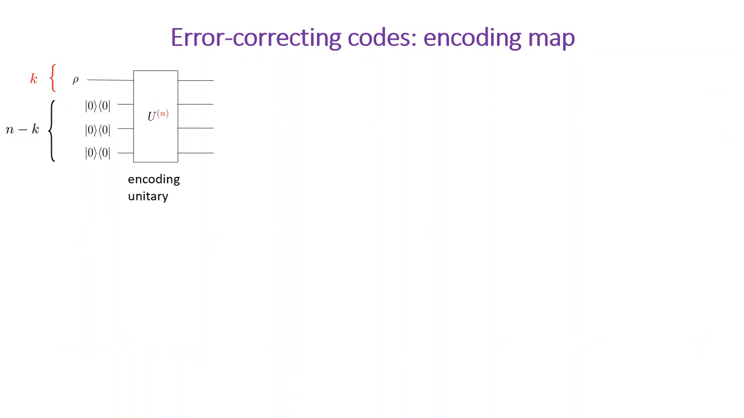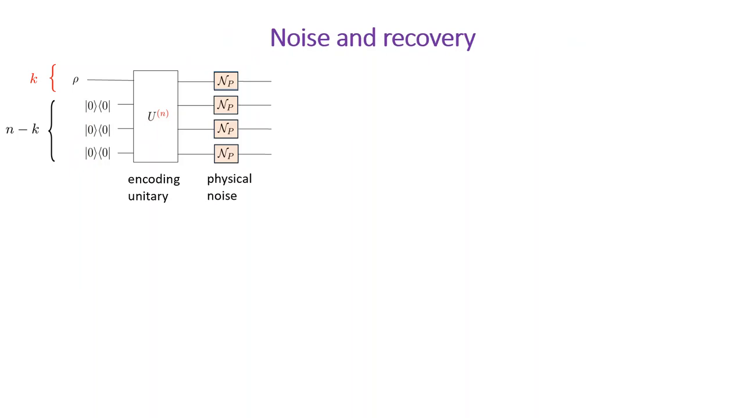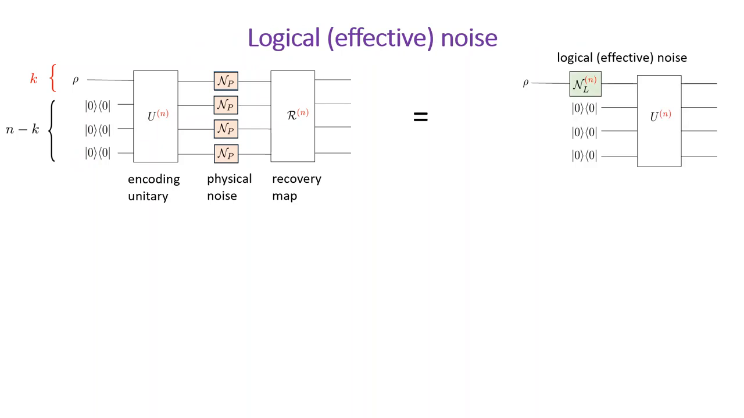Let me define these notions in detail. In error correction, we encode k systems, for example qubits, by using n-k auxiliary systems prepared in a fixed state and applying an encoding unitary. This encoding is supposed to protect against noise, for example IID noise acting on each of these physical systems. To recover from noise, one typically applies a syndrome measurement followed by a unitary correction. If this recovery maps a state back to the code space, the overall effect of encoding, noise, and recovery can be expressed by a logical noise channel.